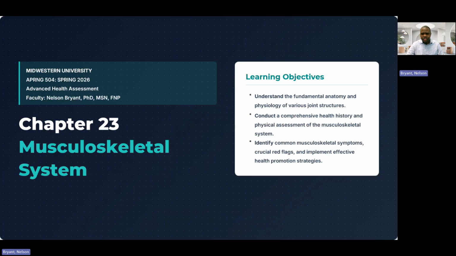Another presentation for this week will be covering chapter 23. So welcome to another week. This week will be about the musculoskeletal system, and we'll briefly talk about the joint anatomy and then delve into the physical examination and health promotion.